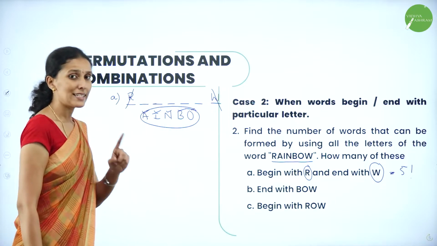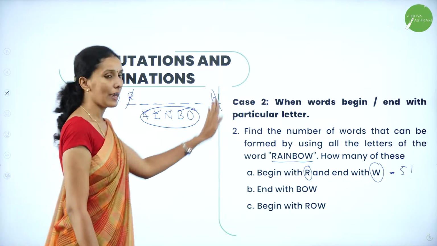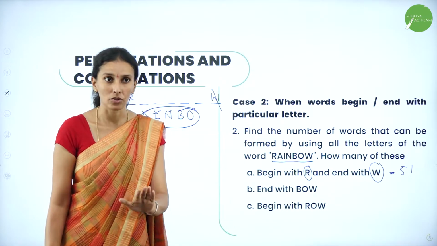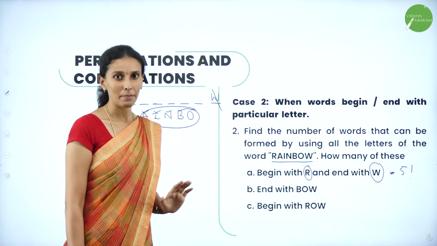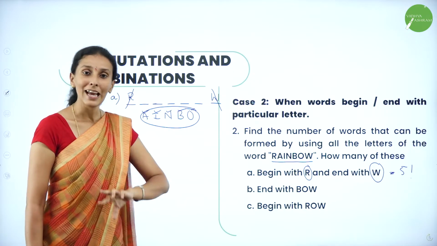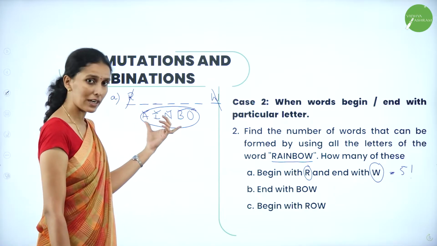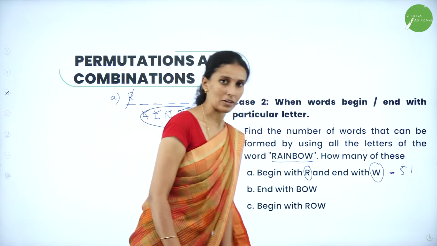Don't consider it as 7 factorial, because the place of R and the place of W is fixed, so they are not in arrangement. Only the remaining letters can be arranged. So A, I, N, B, O can be rearranged. We have 5 different letters in 5 different places. Therefore, my answer is 5 factorial.